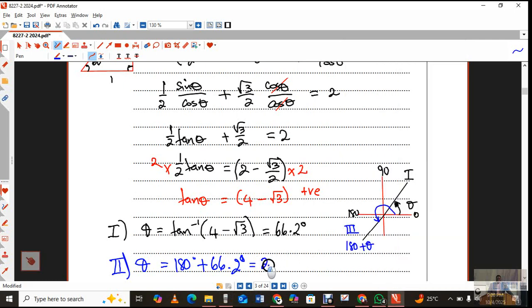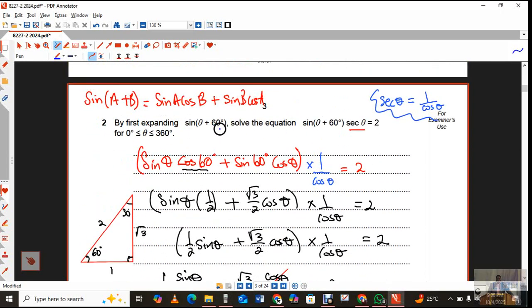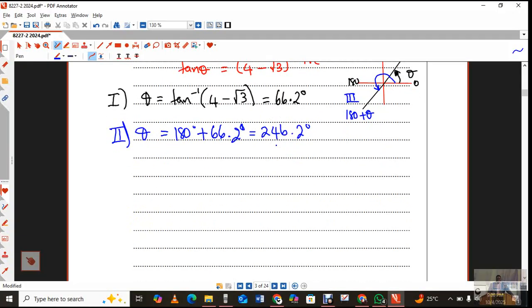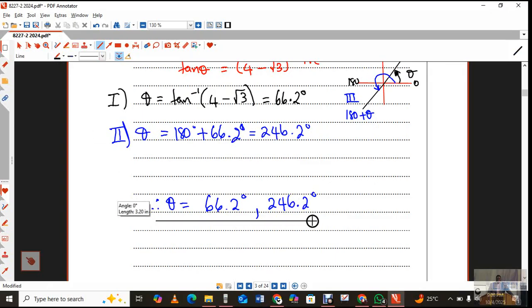246.2 degrees, in the range from 0 to 360, and we have solved that. So therefore, theta equals 66.2 degrees and 246.2 degrees. Okay, so that is the solution.